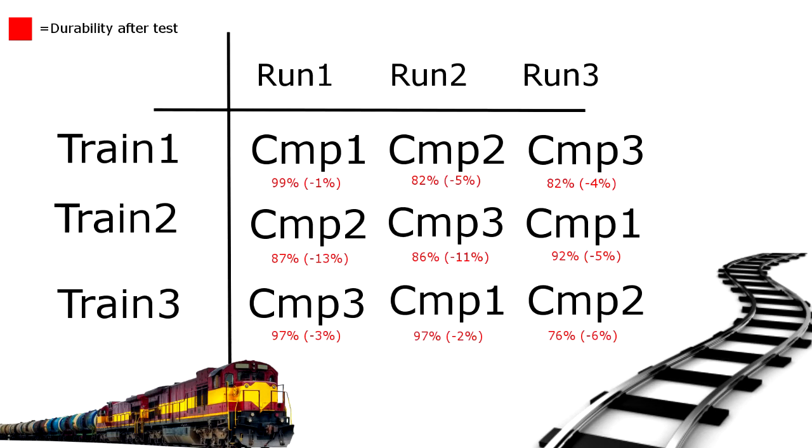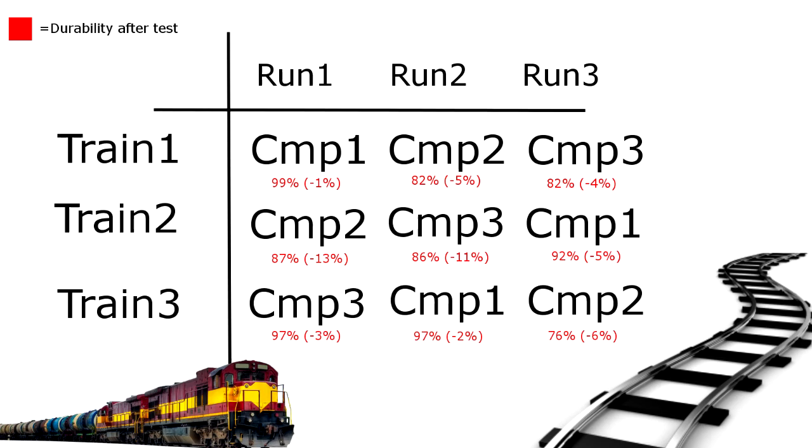An engineer wants to test out different steel alloy compounds to use for train rails for different trains to run across at different points. The different compounds are represented by C1, C2, C3. The different trains are represented on the y-axis by train 1, train 2, and train 3, and the different runs that they perform are represented on the x-axis.